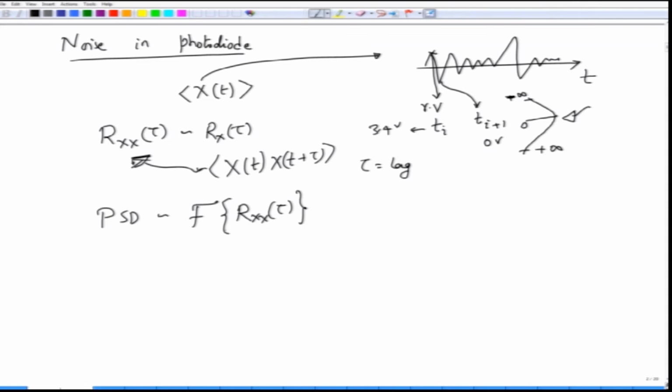But in addition to this one, there is also another quantity that we normally use. This sigma square is called the mean square value of the signal.